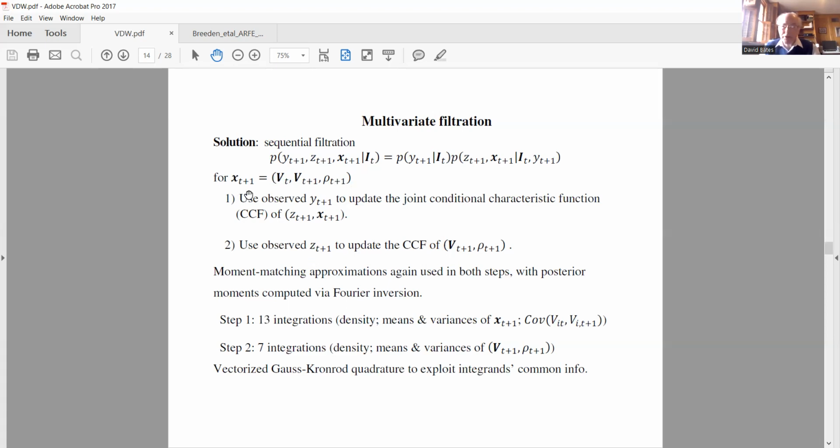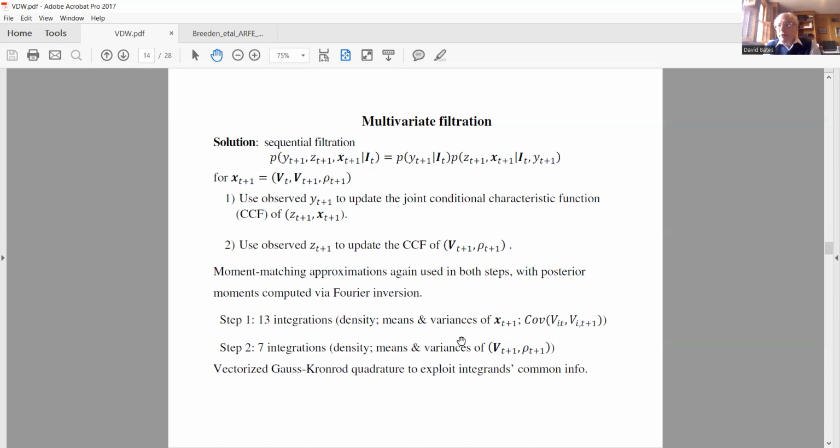So in this first step, where I'm updating based on Y, I have to compute this conditional density, which involves an integration. And I have to evaluate the conditional characteristic function corresponding to this. So I'll need the means and variances of X, and then I'll also need covariance terms between yesterday's V and today's V. And that's for step one. And then for step two, I'll have 7 integrations for density, means, and variances.